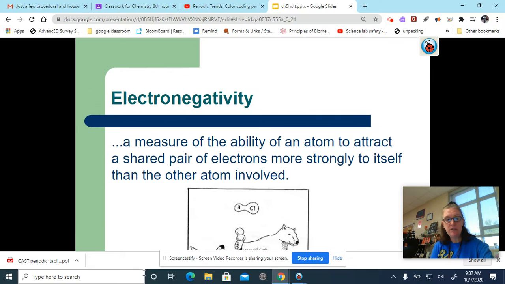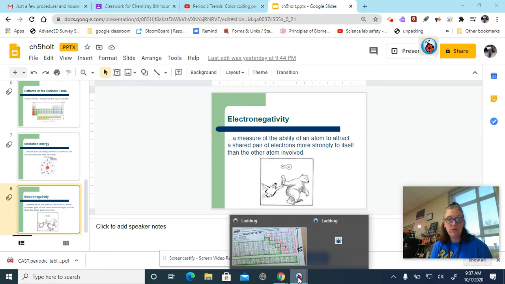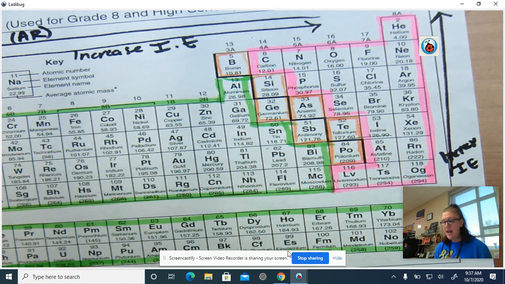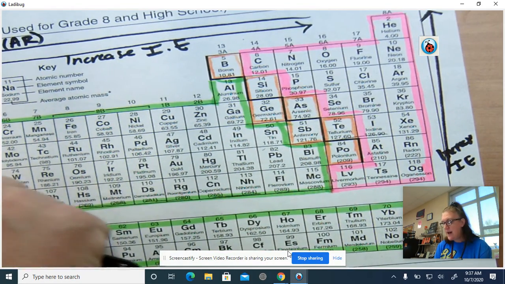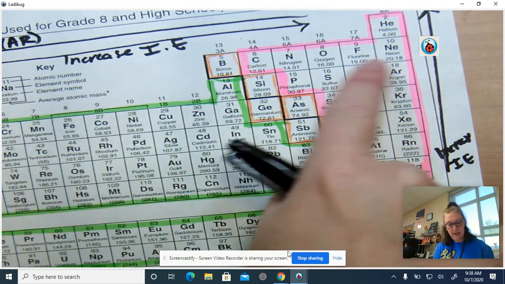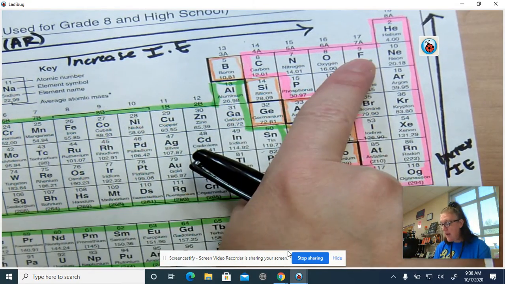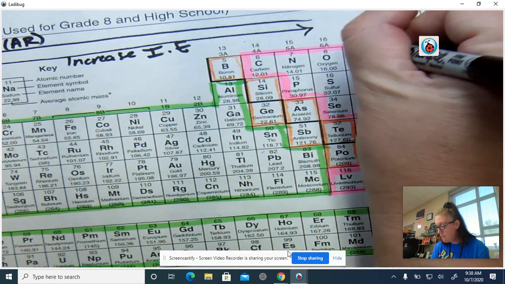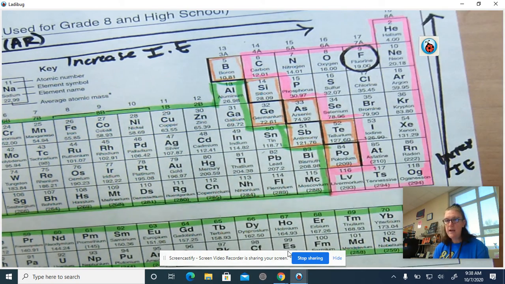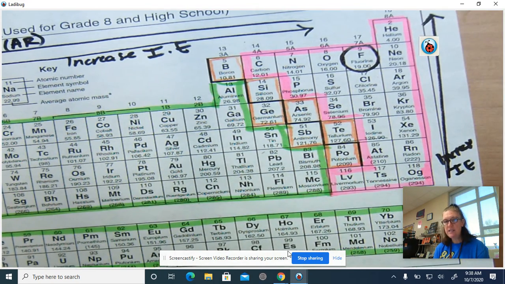So can you make predictions, though, on the periodic table? And the answer is yeah, sure you can. Okay, and the pattern, the trend, follows the same as ionization energy. These atoms, as you move from left to right, these guys over here have more electronegativity. And this one right here, fluorine, has the highest electronegativity on the chart.